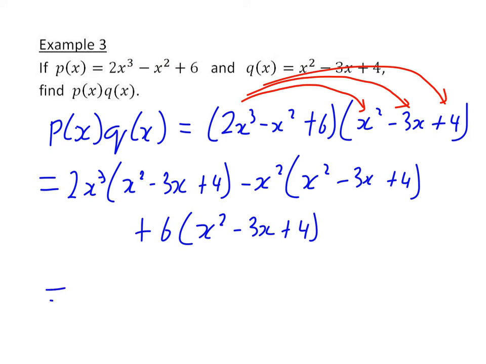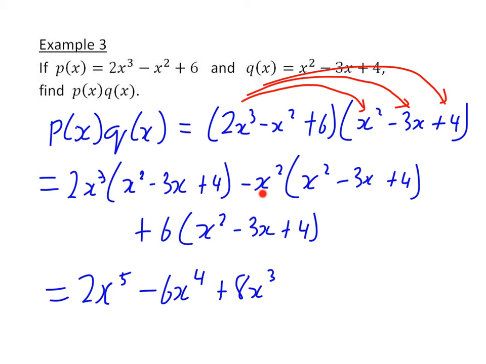Either way, so now we've got 2x cubed times everything there. 2x cubed times x squared is 2x to the power 5. And then 2x cubed times negative 3x is negative 6x to the power of 4. And 2x cubed times positive 4 is 8x cubed.